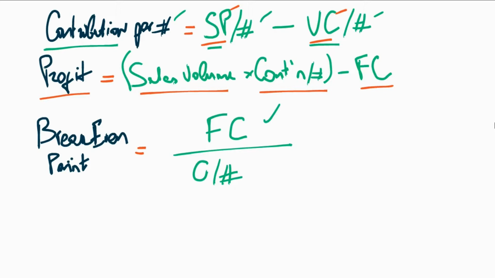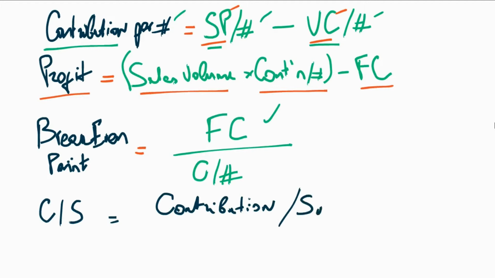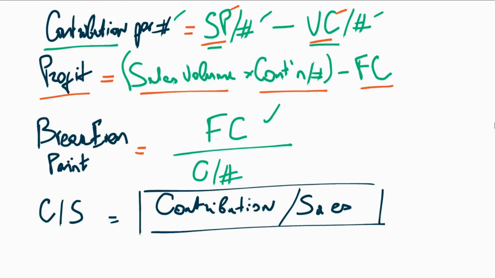So next one is contribution sales ratio. It's one of the easiest formulas in the whole ACCA, I think, and that's because what we have is in the name. So we take the contribution and we divide it by sales, and this gives us the contribution sales ratio, CS ratio, as some will call it.